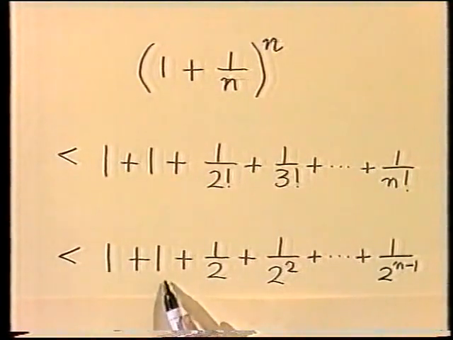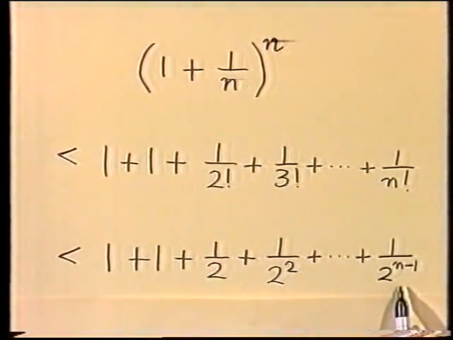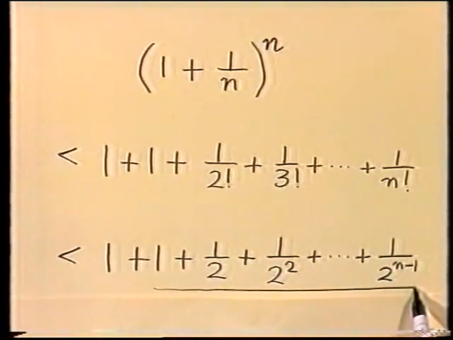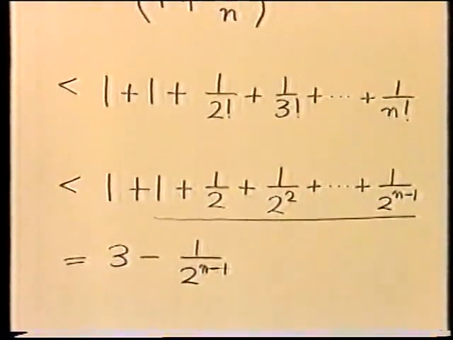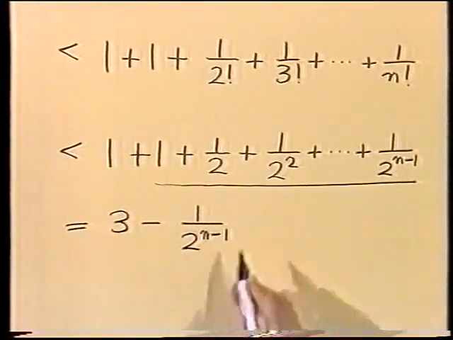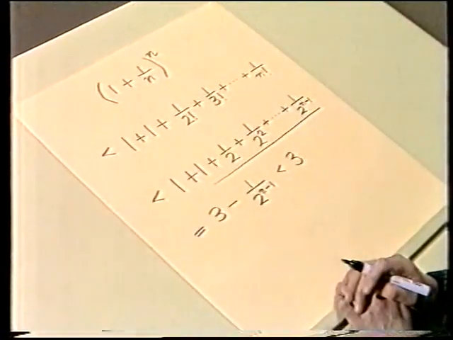1 plus 1 plus 1 over 2 plus 1 over 2 squared, and so on, up to 1 over 2 to the power n minus 1. Well, this is a geometric progression. And we can sum it up and then add in this number 1 to give the following. 3 minus 1 over 2 to the n minus 1. And that's certainly less than 3. So our sequence (1 + 1/n)^n is both increasing and bounded above. So, by the monotone convergence theorem, it must be convergent.